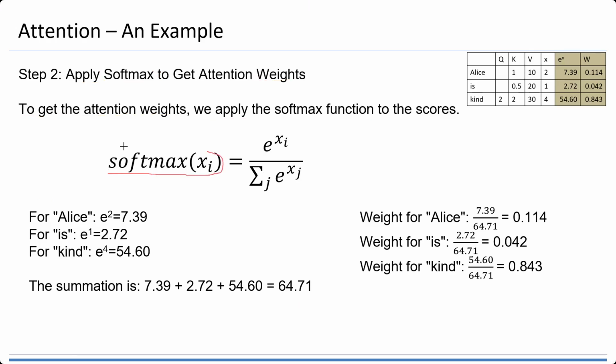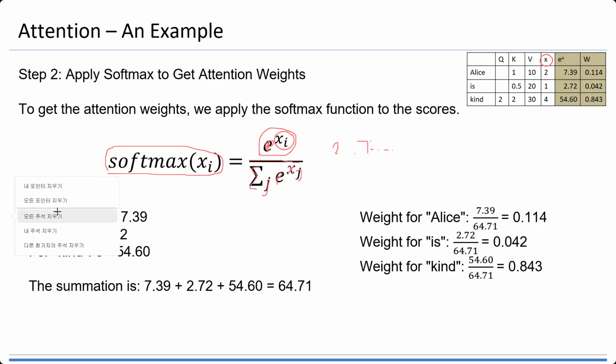The softmax of xi: the x that we produce from the attention score, we will do the exponent of e. e is Euler's number, which is 2.7 something. We will do e to the power of xi divided by the summation of e to the power of xj for all j.